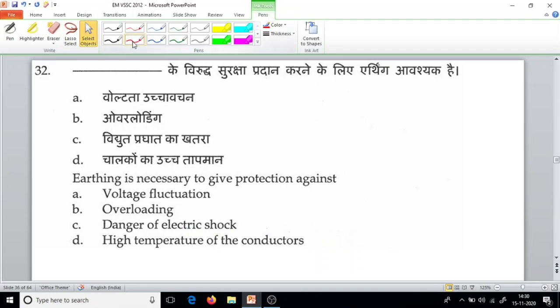This is the fastest type of analog to digital converter. Question number 32. Earthing is necessary to give protection against: option A, voltage fluctuation; option B, overloading; option C, danger of electric shock; option D, high temperature of the conductors. So why do we provide earthing to our fridge, our TV, our vacuum cleaner, microwave oven, various kinds of equipment? To avoid shock.